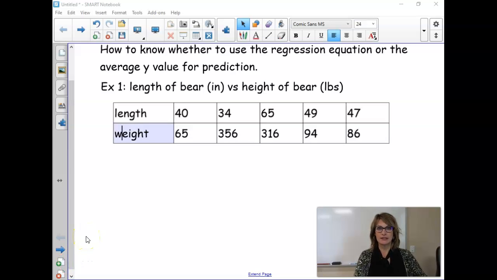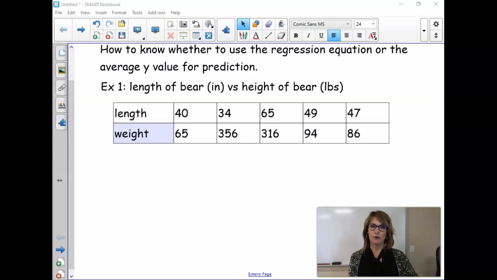Today we're going to look at the difference between finding a significant linear correlation, where we are allowed to use the regression equation, and one that is not significant, where we need to use the average y value. So you can pause the video for just a moment and make sure that you have your calculator, and also make sure that you have your handy dandy half sheet of the critical values for our regression coefficient R.